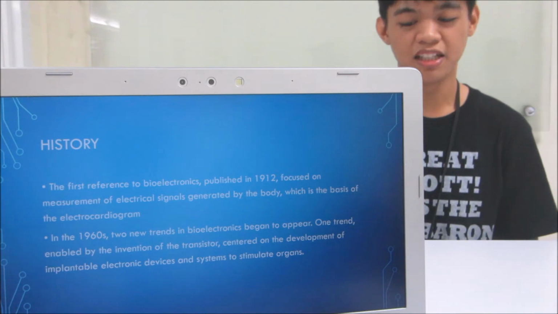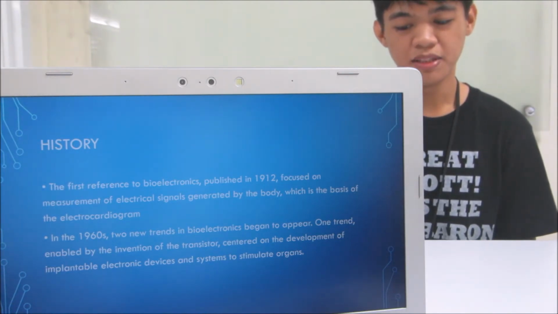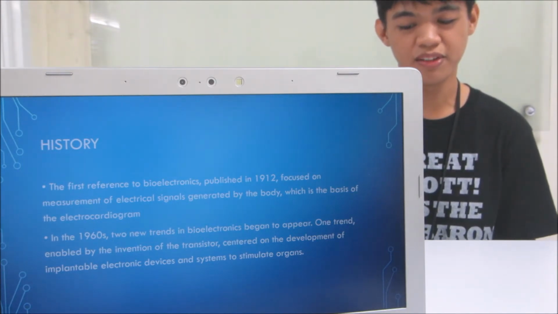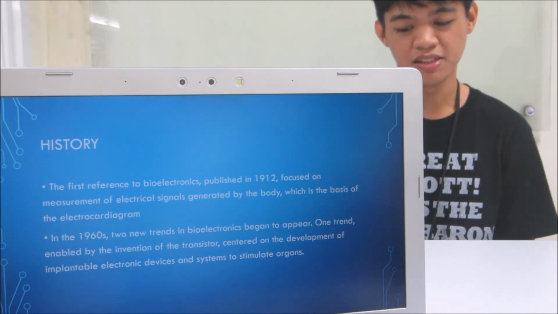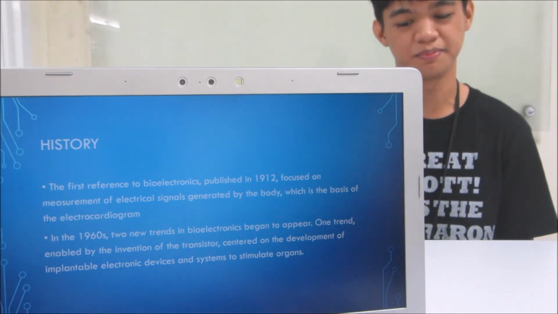Bioelectronic devices were first referenced in bioelectronics, published in 1912, which focused on measurement of electrical signals generated by the body, which is the basis of electrocardiogram. In the 1960s, two trends in bioelectronics began to appear. One trend, enabled by the invention of the transistor, centered on the development of implantable electronic devices and systems to stimulate organs.